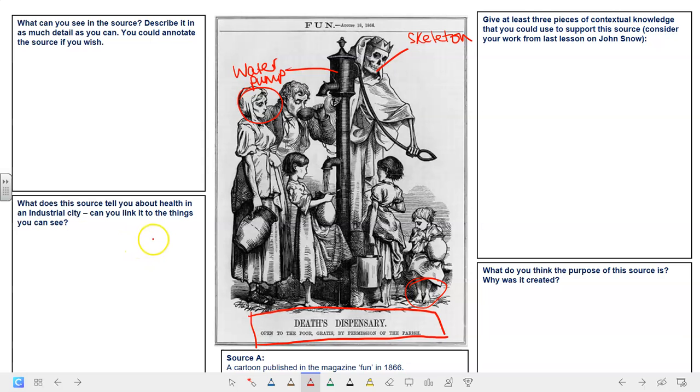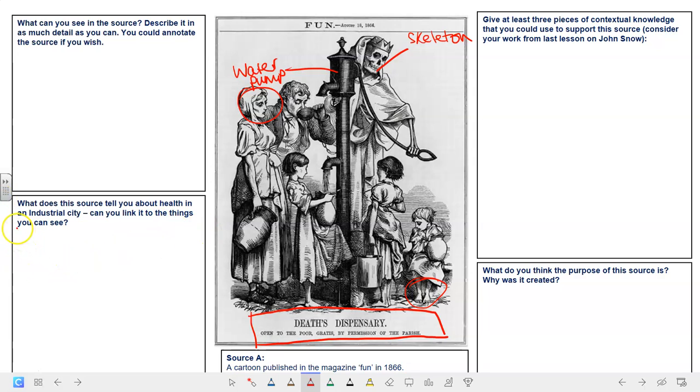So the next question we're going to think about is what this source can tell us about health in an industrial city. So for example, I might talk about the fact that I see Death here, he has a crown on. I can assume that this is the king of death, and he is pumping out water to these people who look very sick. So that might tell me that water was causing people to get sick. This source suggests that water was causing people to get sick. So think about if you can link it to the things that you can see.